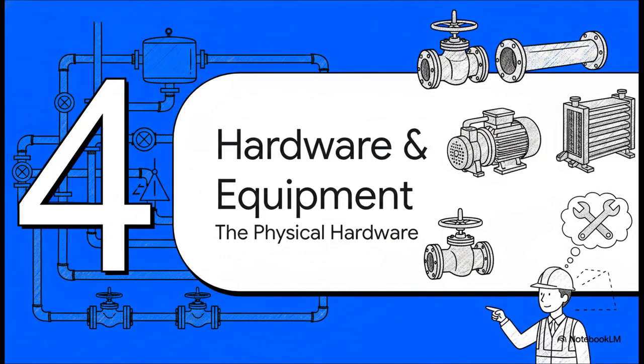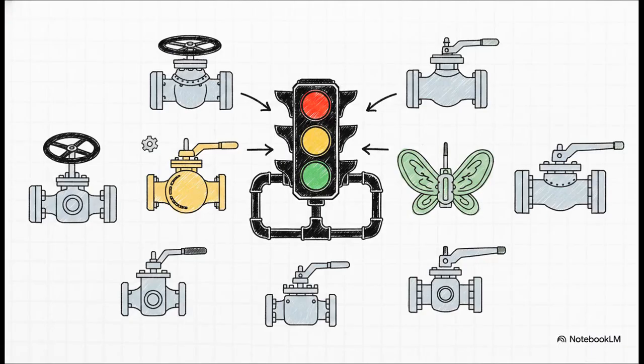Section 4. Instruments, valves, and equipment. The physical hardware. All right, let's talk about valves. Valves are essentially the traffic lights of your piping system. They regulate, direct, or completely stop the flow of fluids. But a valve isn't just a valve. You have to specify the exact right type for the job.